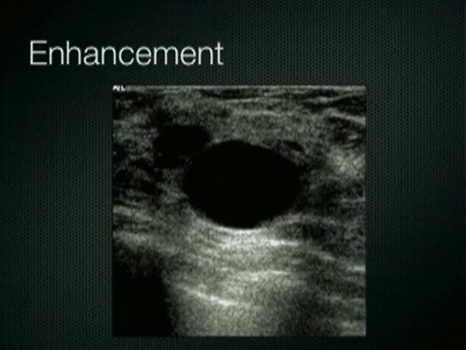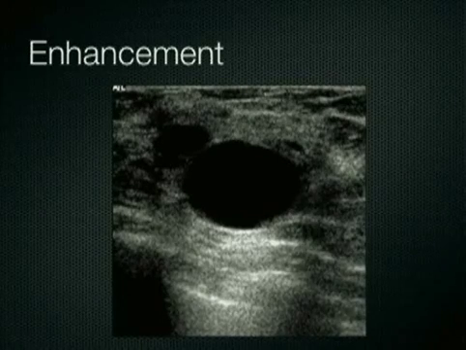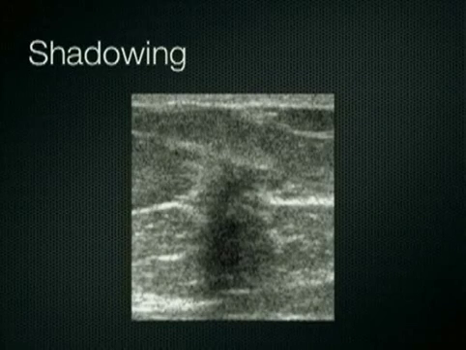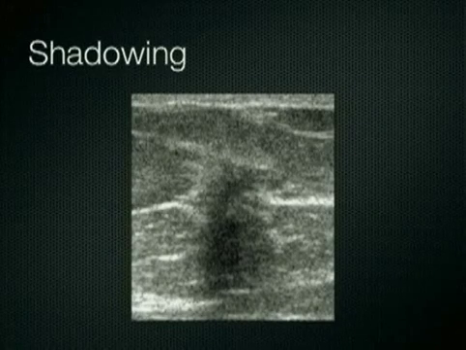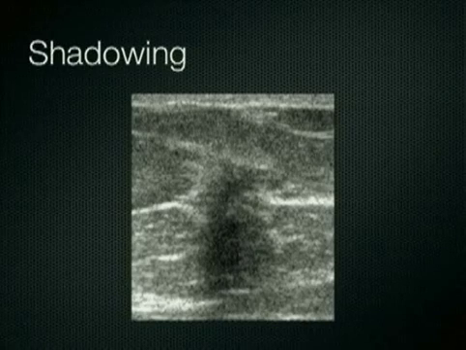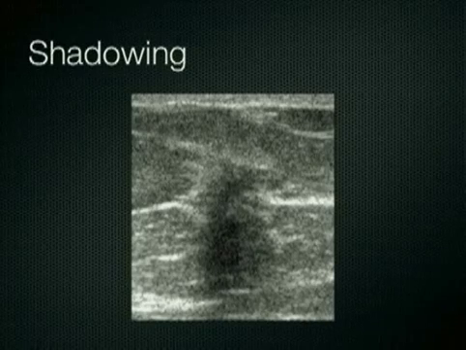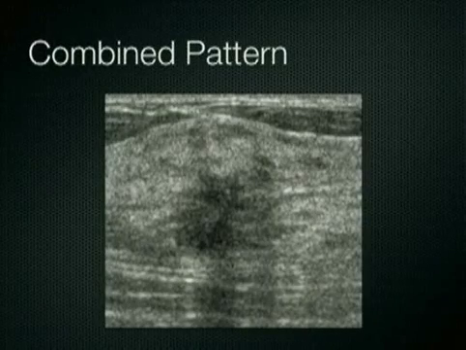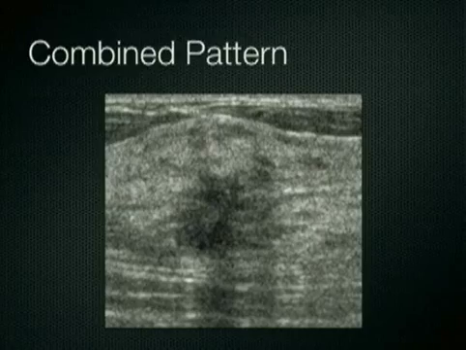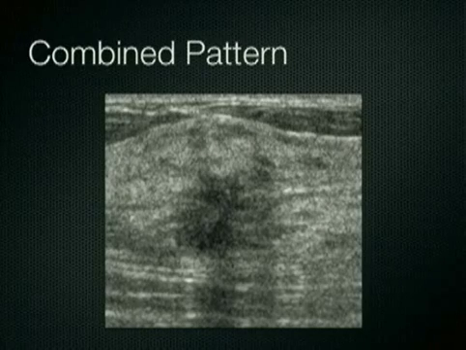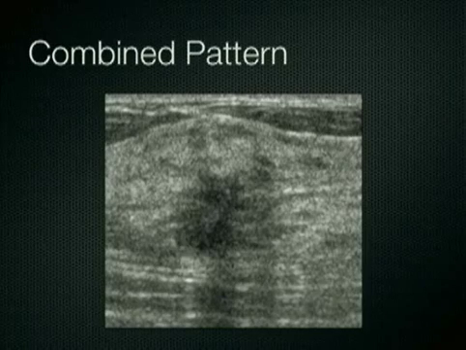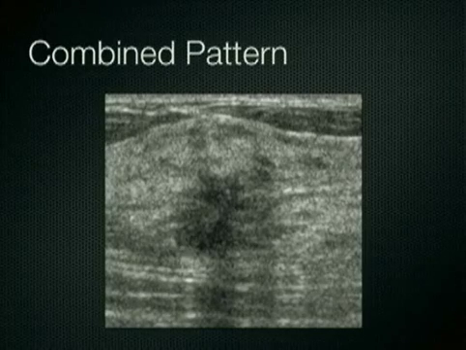Here a more typical example of enhancement associated with a cyst is shown. And in this case, rather pronounced shadowing, perhaps even more conspicuous than the lesion itself, is seen in association with a small cancer. In this example, careful inspection shows both scattered areas of enhancement as well as shadowing, representing a combined pattern, also related to an invasive cancer.